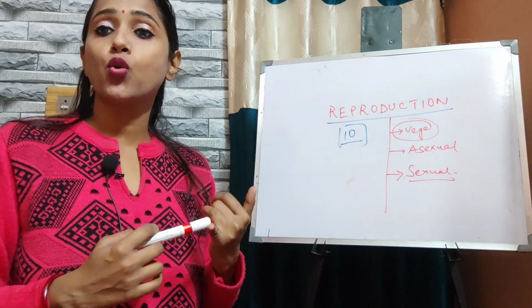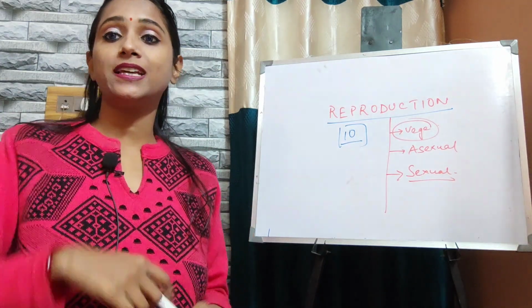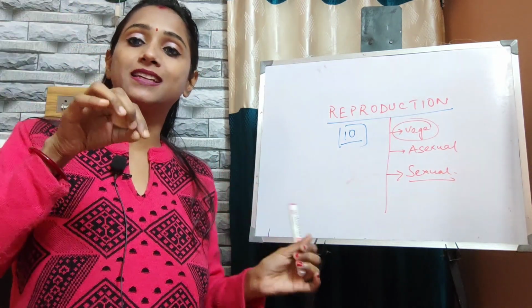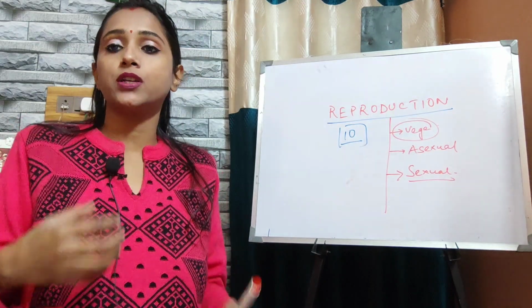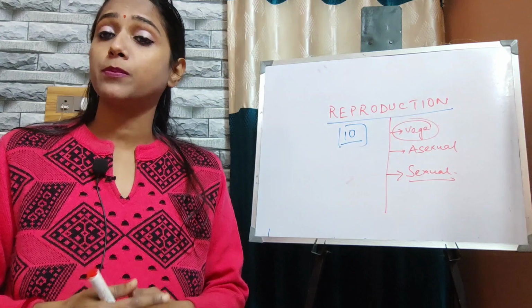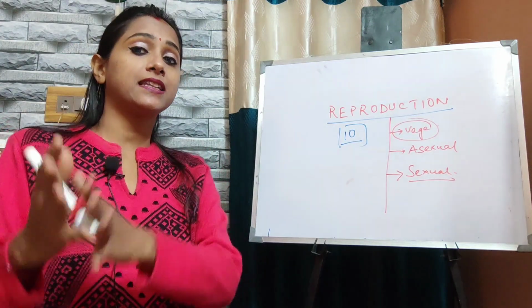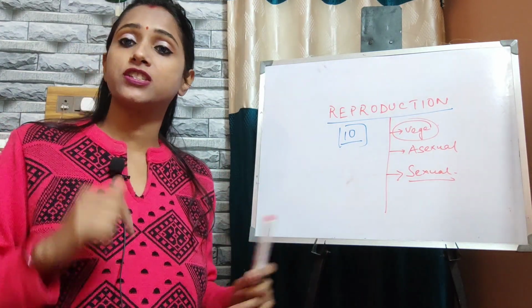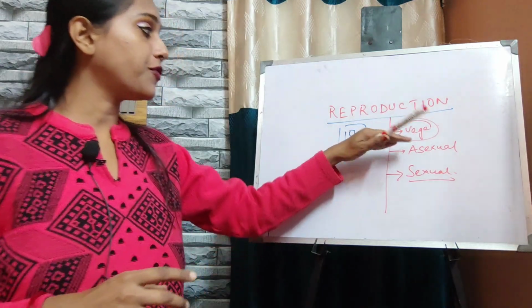Now what type of vegetative propagation can we see? Like in the case of China rose, we can cut the stem and put that stem into the soil. We will water it, we will manure it. Then after some days we can see a new plant will grow. That is an example of vegetative reproduction and vegetative propagation. So the first one is done.